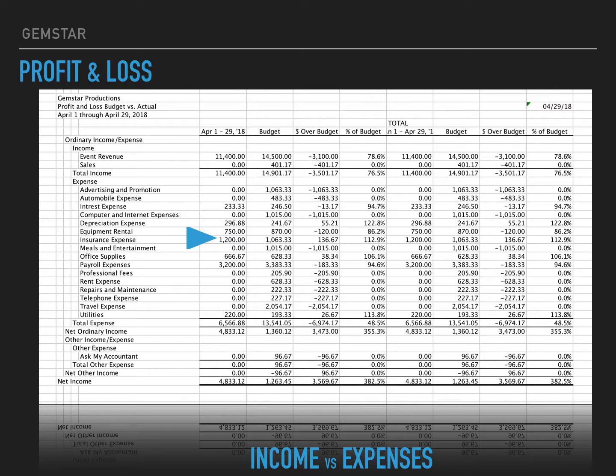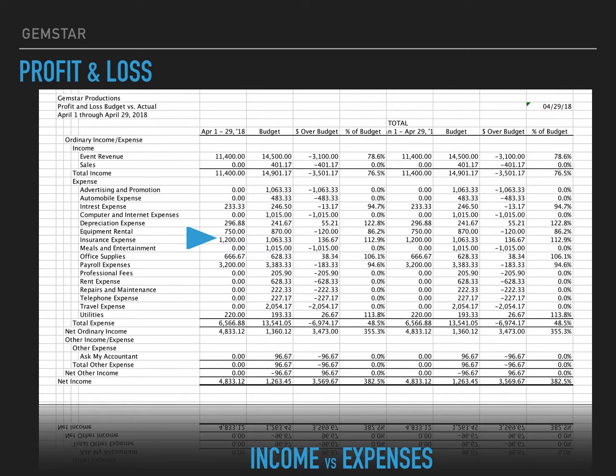Another large variance that we have is our insurance expense. We're at $1,200 for the month where we budgeted $1,063.33. Again, this was our first month of Gemstar Productions operations, and our insurances needed down payments to be kicked in and weren't calculated within our budgets. I believe this actual expense will get a little tighter as we go down in every month, knowing that we don't have to give any more down payments.